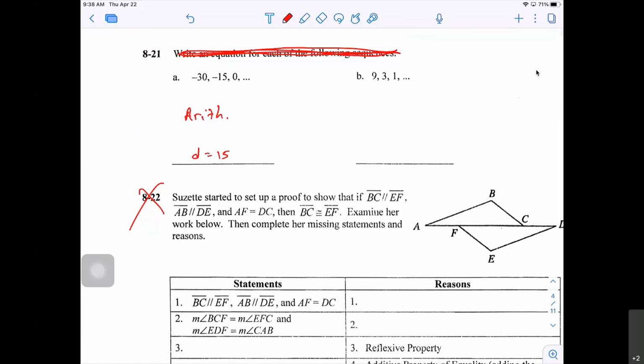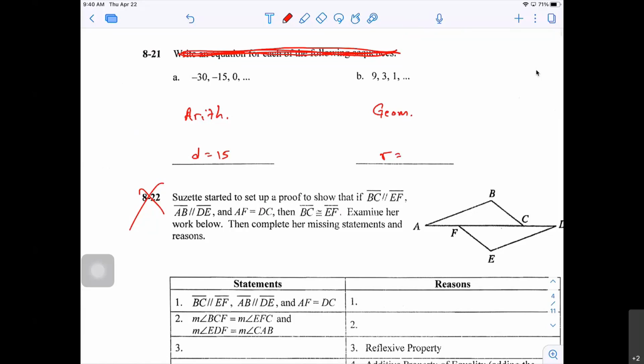How about part B? Arithmetic or geometric? What do we think? Brady, what do you think? Arithmetic or geometric? Geometric. It is geometric. Okay, we're not adding the same thing, because if you notice, from 9 to 3, we'd be subtracting 6, then we'd be subtracting 2. Well, that's not the same, so it's not arithmetic. So this is geometric. This one's a little bit trickier. Common ratio is what I'm looking for, and the common ratio is what we're multiplying by. What do I multiply 9 by to get 3?